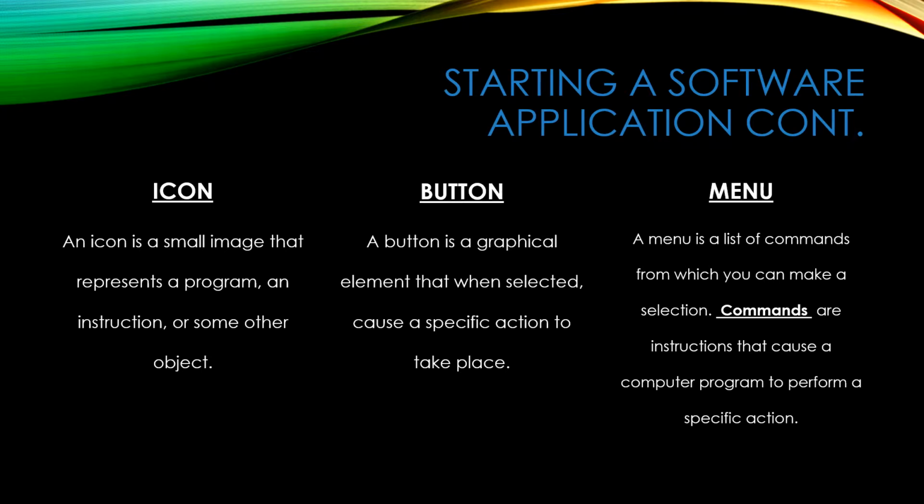These are the different definitions just so you can be familiar with them. An icon is a small image that represents a program, an instruction, or some other project. A button is a graphical element that, when selected, causes a specific action to take place. A menu is a list of commands from which you can make a selection. Commands are instructions that cause a computer program to perform a specific action.